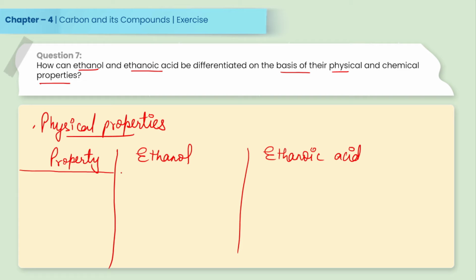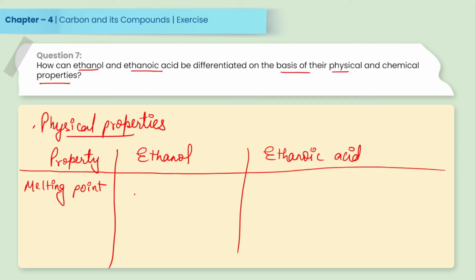So the first physical property is melting point. The melting point of ethanol is minus 114.1 degrees Celsius, and the melting point of ethanoic acid is 16.6 degrees Celsius. And as the melting point of ethanoic acid is below the room temperature, therefore it freezes in winters. The next property is state at room temperature.